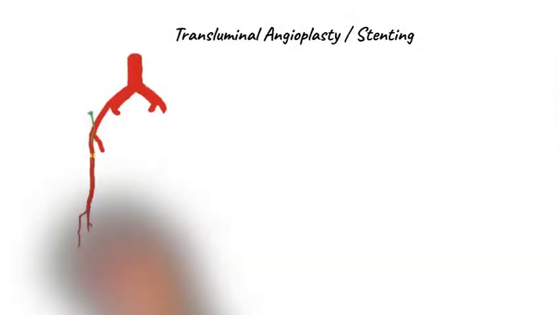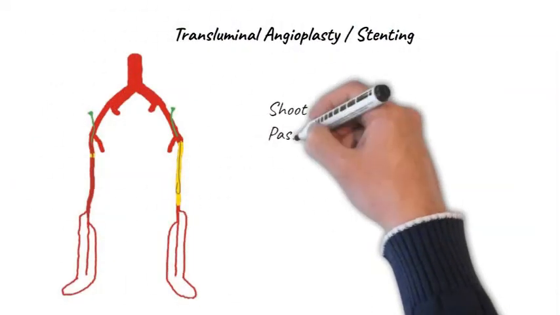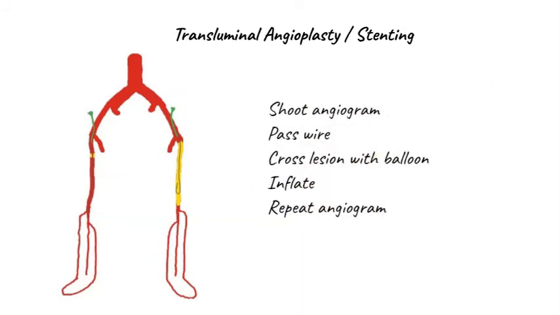Once the sheath is in place, I would generally shoot an angiogram to confirm the state of the vasculature before undertaking any manipulation. You then pass a wire across the lesion. In the case of a relatively short lesion, such as in this patient's right-hand side, the wire usually passes easily.